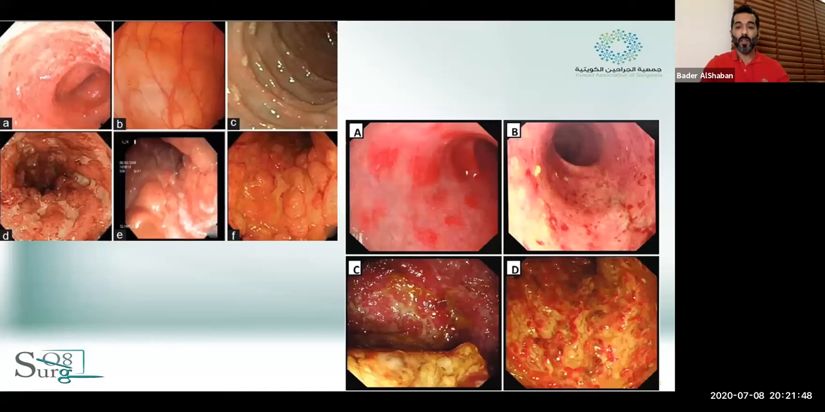On the right side are the 4 images in comparison to ulcerative colitis, where you can appreciate some similarity in the earlier stages. And as the disease progresses, there are some differences in what you might see.